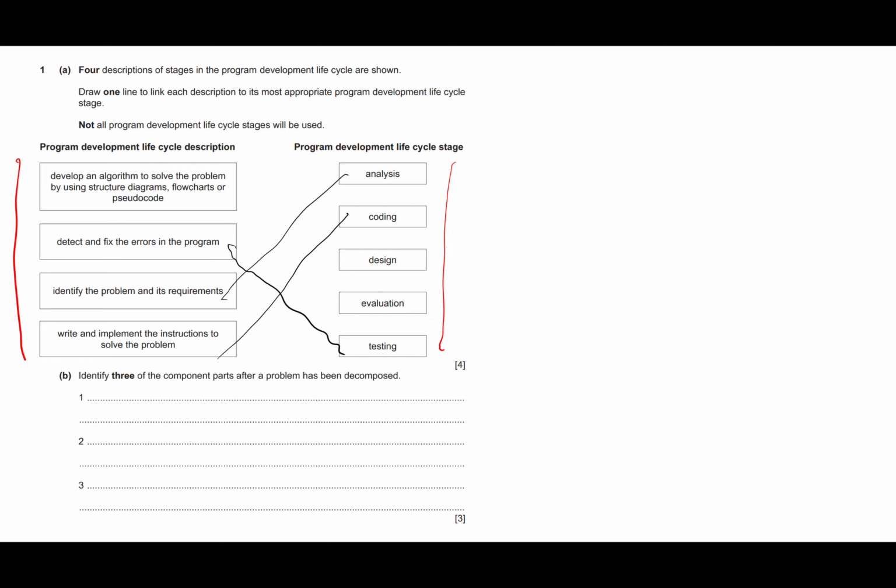So that leaves us finally with this one, develop an algorithm to solve the problem using structure diagrams, flowcharts or pseudocode. So we kind of develop the problem before we write the program, and the evaluation is the last thing that we do. So this must be part of the design, and you'll probably recognize structure diagrams, flowcharts, pseudocode as things that you use when you're designing something. So we've got that, and you can see there's kind of a strategy to this sort of question anyway, even if you're not 100% sure of the answers.